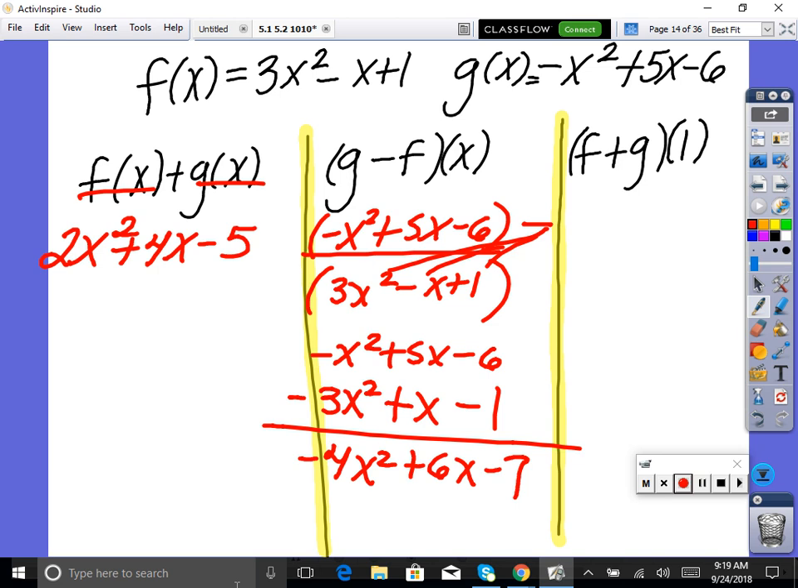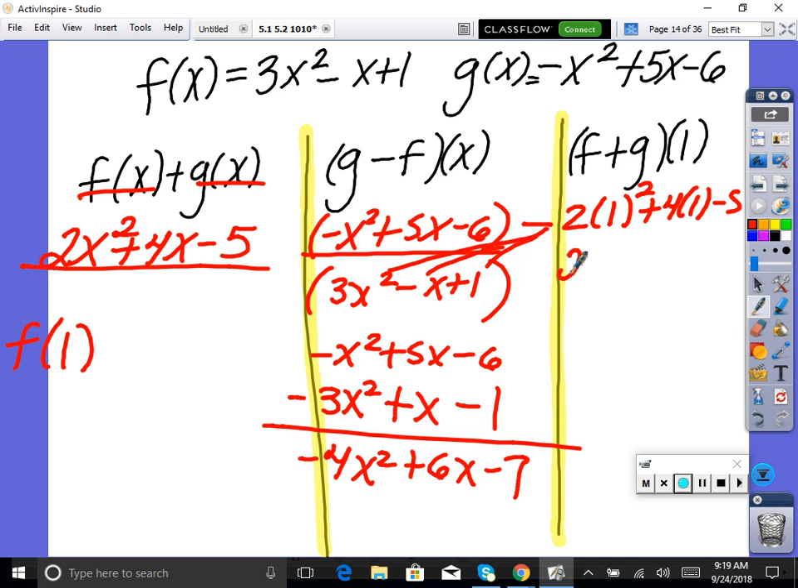Okay, now look at this one. It says find f plus g of 1. If I said find f of 1, you know you would take 1 and plug it into function f, wherever there's an x. So this says take f plus g and then plug in 1. Here's f plus g, isn't it? So now all we have to do is plug in 1. So we'd have 2 times 1 squared plus 4 times 1 minus 5.